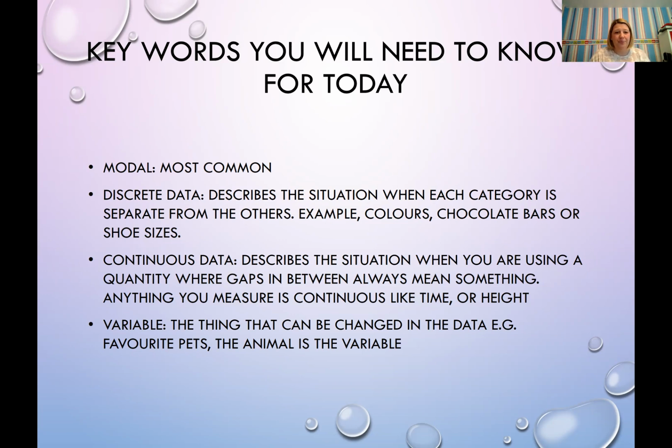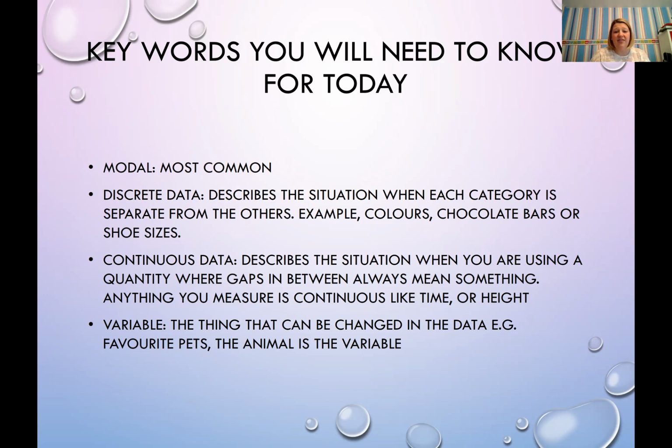They're all separate. Whereas continuous data describes the situation when you're using a quantity where the gaps in between always mean something. So anything you measure is continuous, like time or height. When I say there are gaps in between and they mean something, it means that, for example, if I said 10 to 11 o'clock and then 11 to 12 o'clock, between 10 and 11 there's a gap and it's got a value. Whereas the gap between a rabbit and a dog, there's no value in between that. Okay, they are completely separate, whereas time runs on from each other.